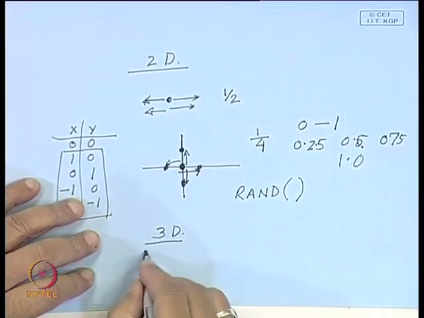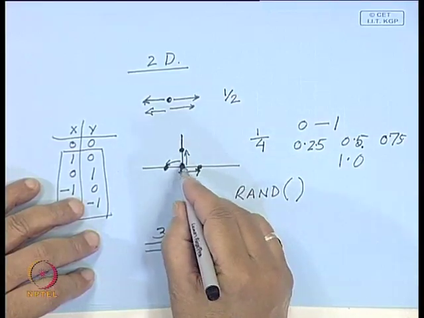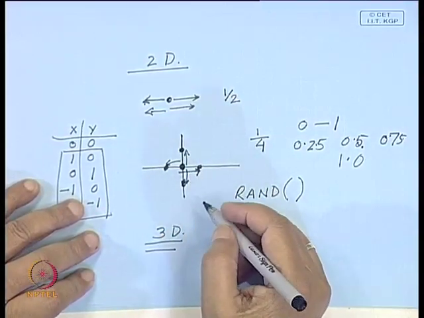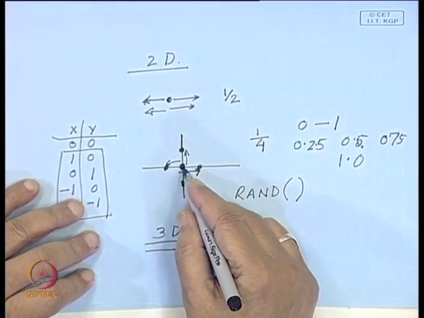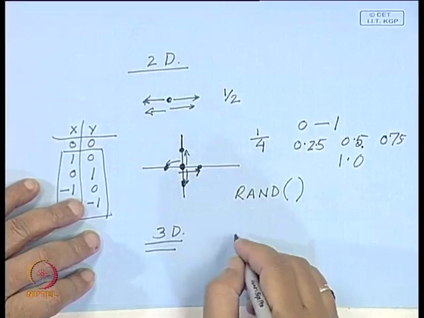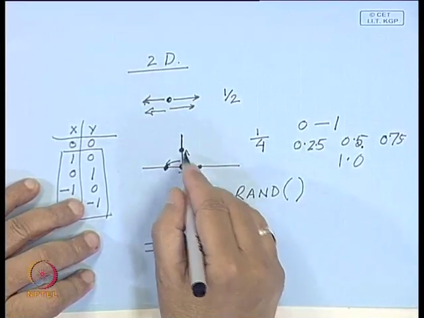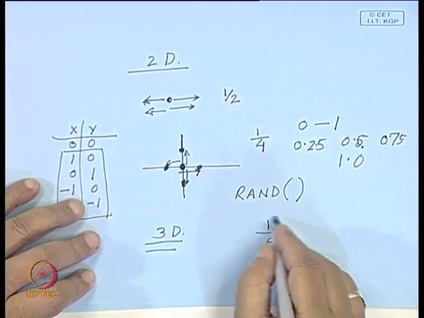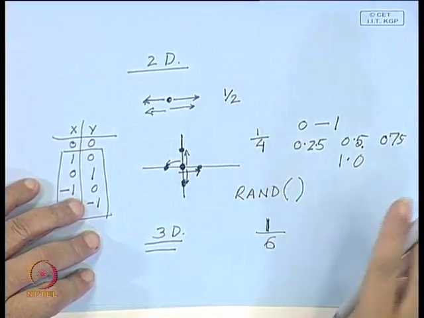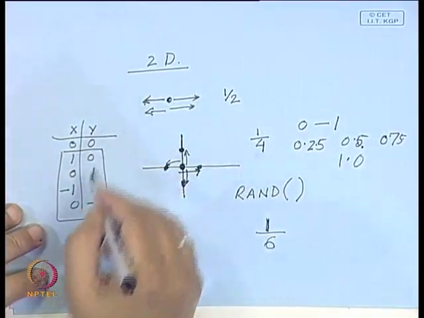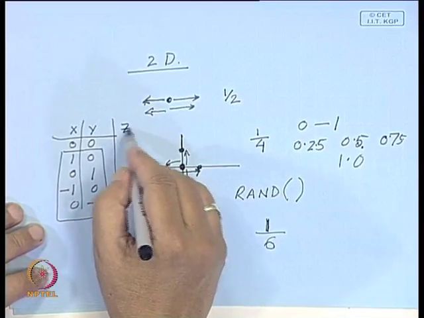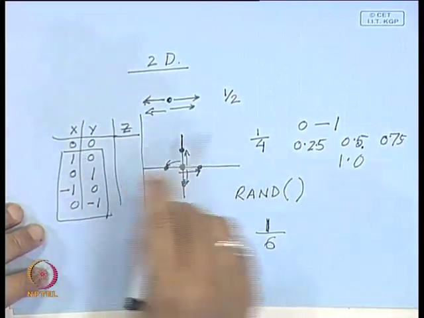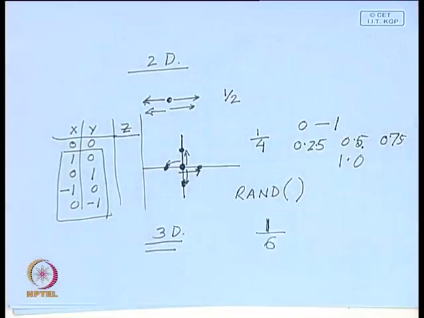Now, in 3D, for the probability of transition there will be 6 positions. If you assume a simple cubic lattice, visualize a simple cubic lattice, in that case there are 3 axes, and on each side 1 point. So, this probability will be 1/6. And in that case you will have another coordinate, x, y and z. So, with this I think we finish our lectures on diffusion.